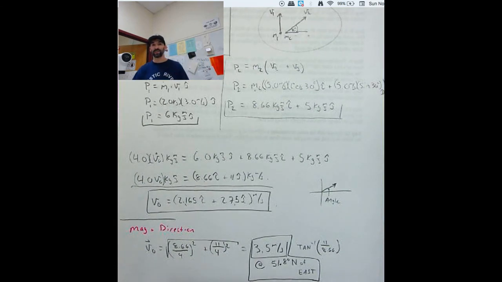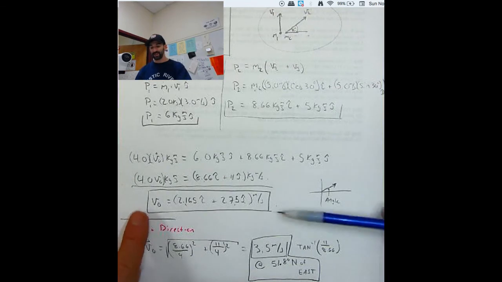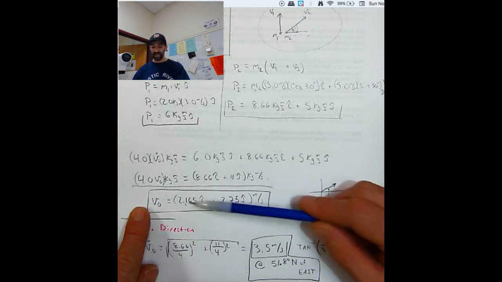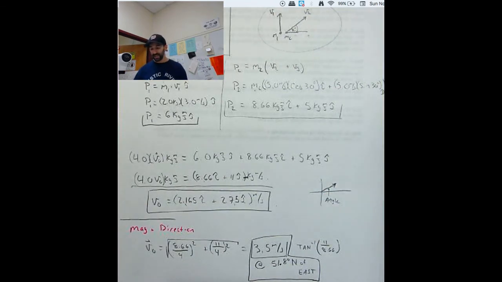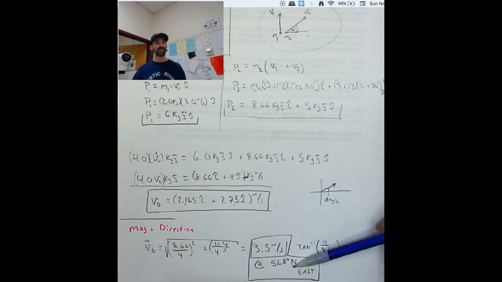Again, depending on how the question is worded, if I just wanted the velocity, this gives the velocity and the direction, vector notation. If I want the magnitude and direction, then I get the magnitude 3.5 meters per second and the direction 51.8 degrees north of east or above the horizontal. All of this is possible because of conservation of momentum.